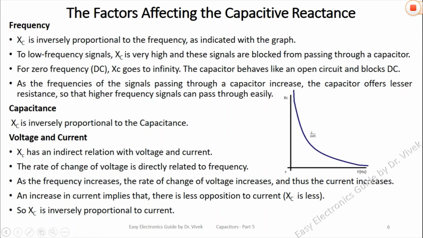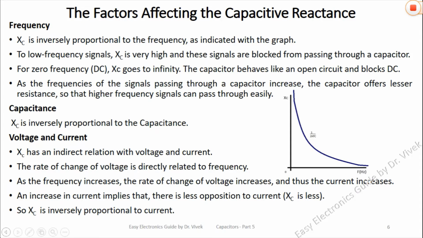The major factors affecting the capacitive reactance are frequency, capacitance, voltage, and current. Capacitive reactance Xc is inversely proportional to the frequency. For low frequency signals, capacitors offer high resistance. For DC, Xc goes to infinity. That's why capacitors block DC. As the frequency of the signals passing through the capacitor increases, the capacitor offers less resistance so that higher frequency signals can be easily passed through.